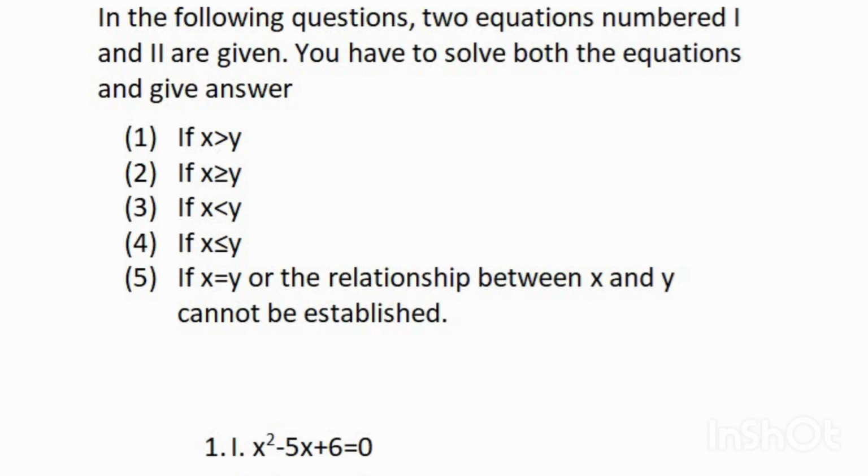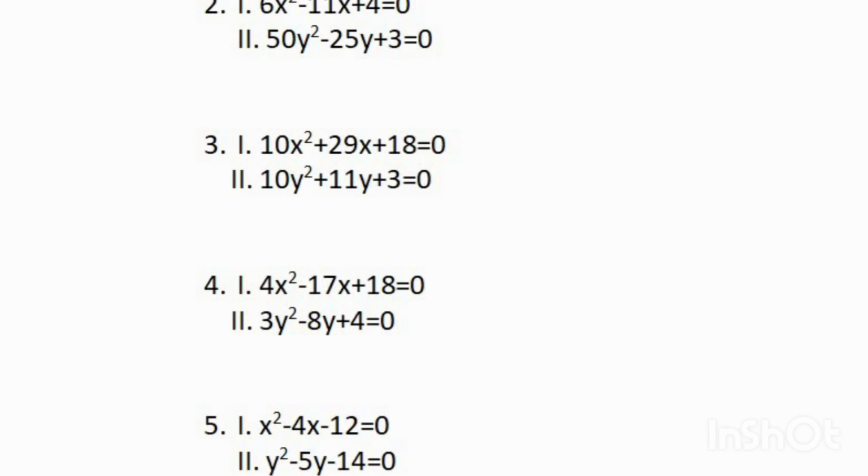First question, the equations are x square minus 5x plus 6 is equal to 0, y square minus 9y plus 20 is equal to 0. Second question, equations are 6x square minus 11x plus 4 is equal to 0, 50y square minus 25y plus 3 is equal to 0. Third question, equations are 10x square plus 29x plus 18 is equal to 0, 10y square plus 11y plus 3 is equal to 0.